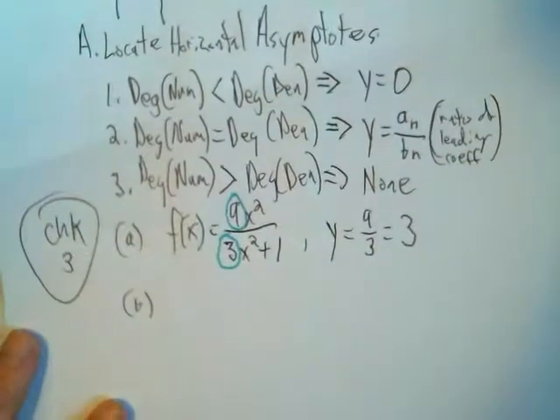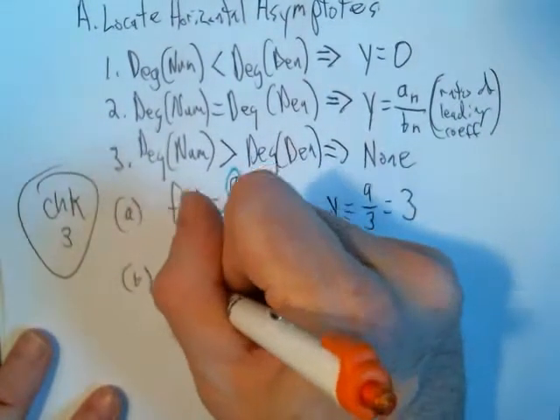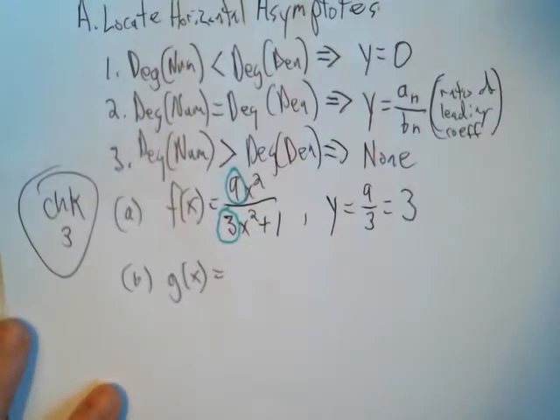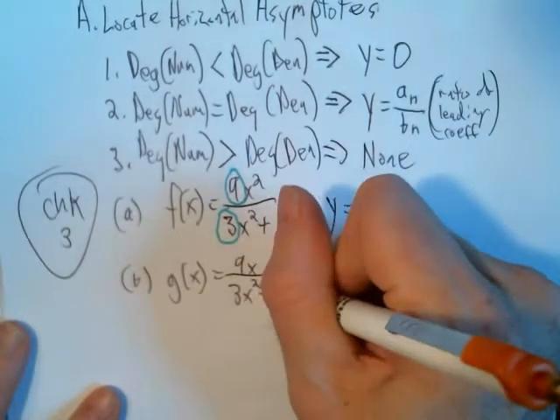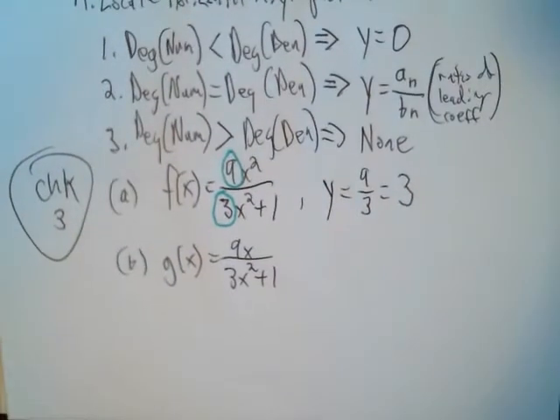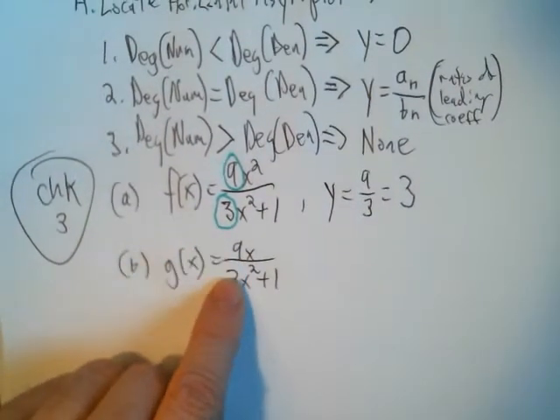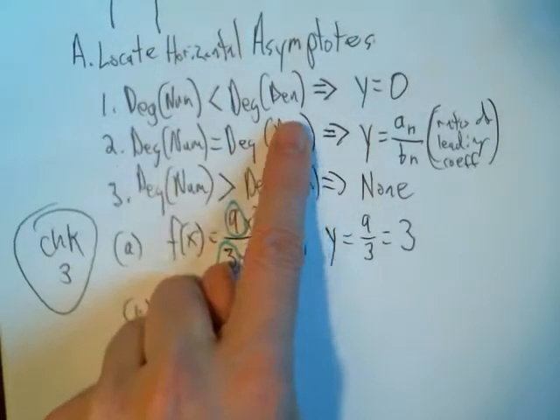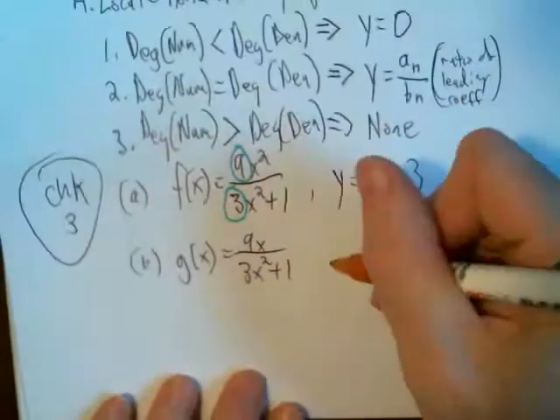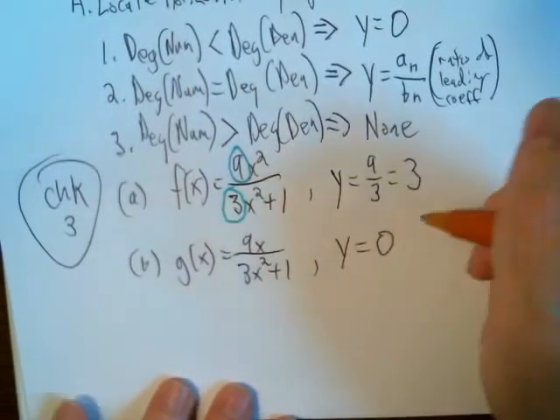Part B, we have g of x now equals 9x over 3x squared plus 1. This time the degree of the numerator is 1, the degree of the denominator is 2. So the degree of the numerator is less than the degree of the denominator. That means automatically your horizontal asymptote is at 0.